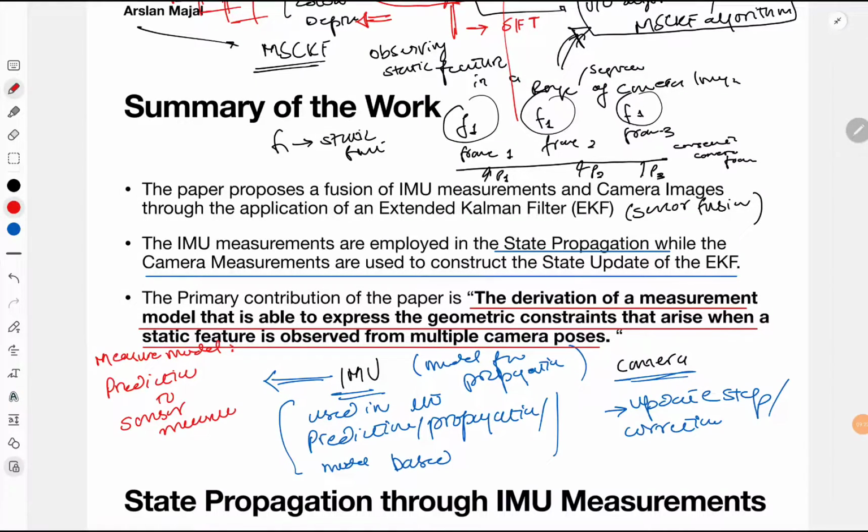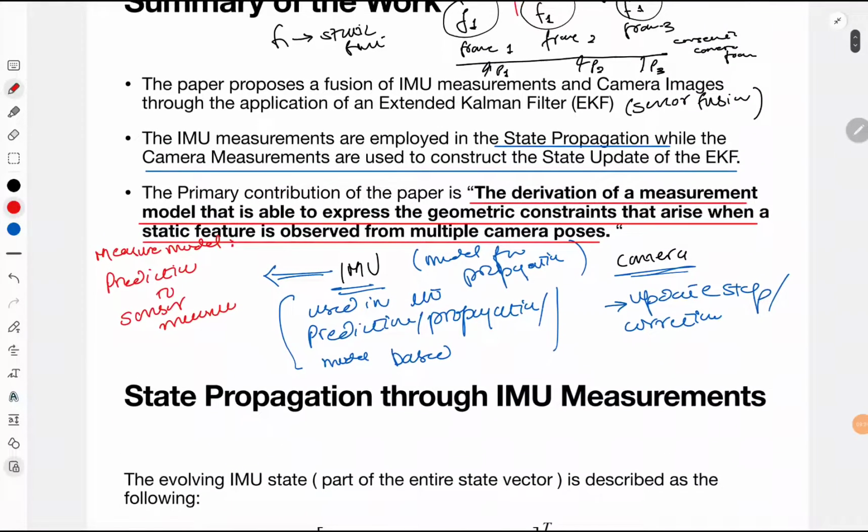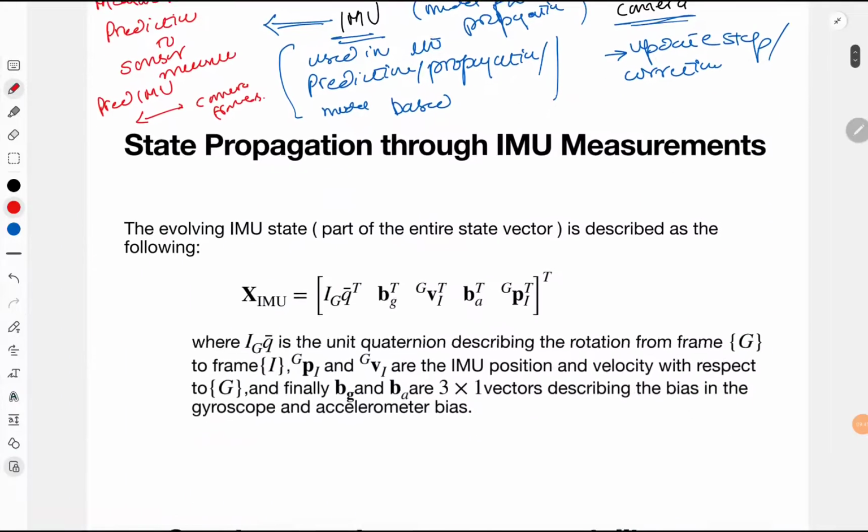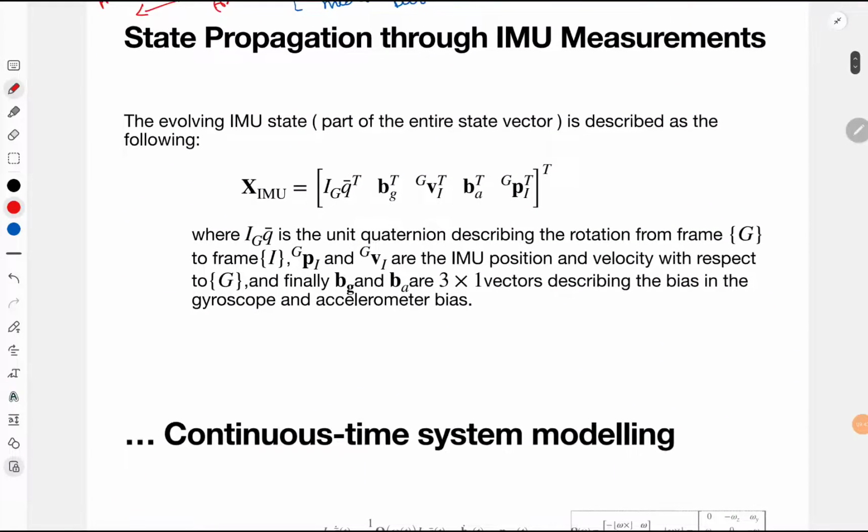So what they're saying here is that they found a way, they figured out a way to relate your predictions from the IMU to your camera frames, and we'll see how they're doing that. So we'll briefly go over the IMU measurement based prediction.